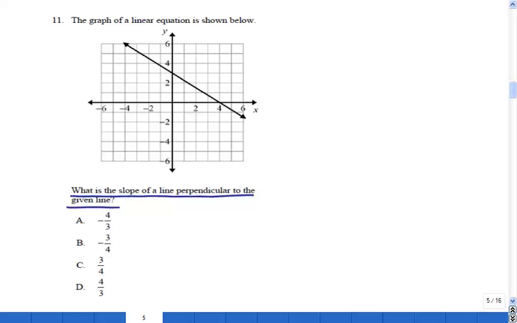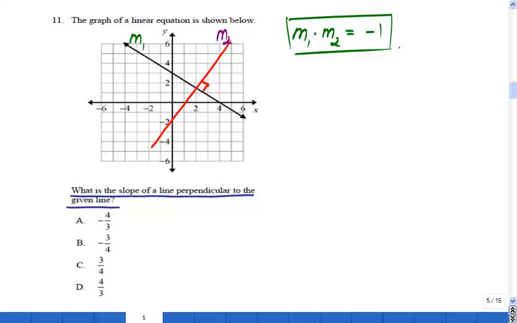So if I have two lines, let's say this one here, m1, its slope, right? And I have another line that is perpendicular to this one, which has a slope m2. Well, always m1 slope, right? This is m1 is the slope of this line here. m1 times m2 will equal -1.